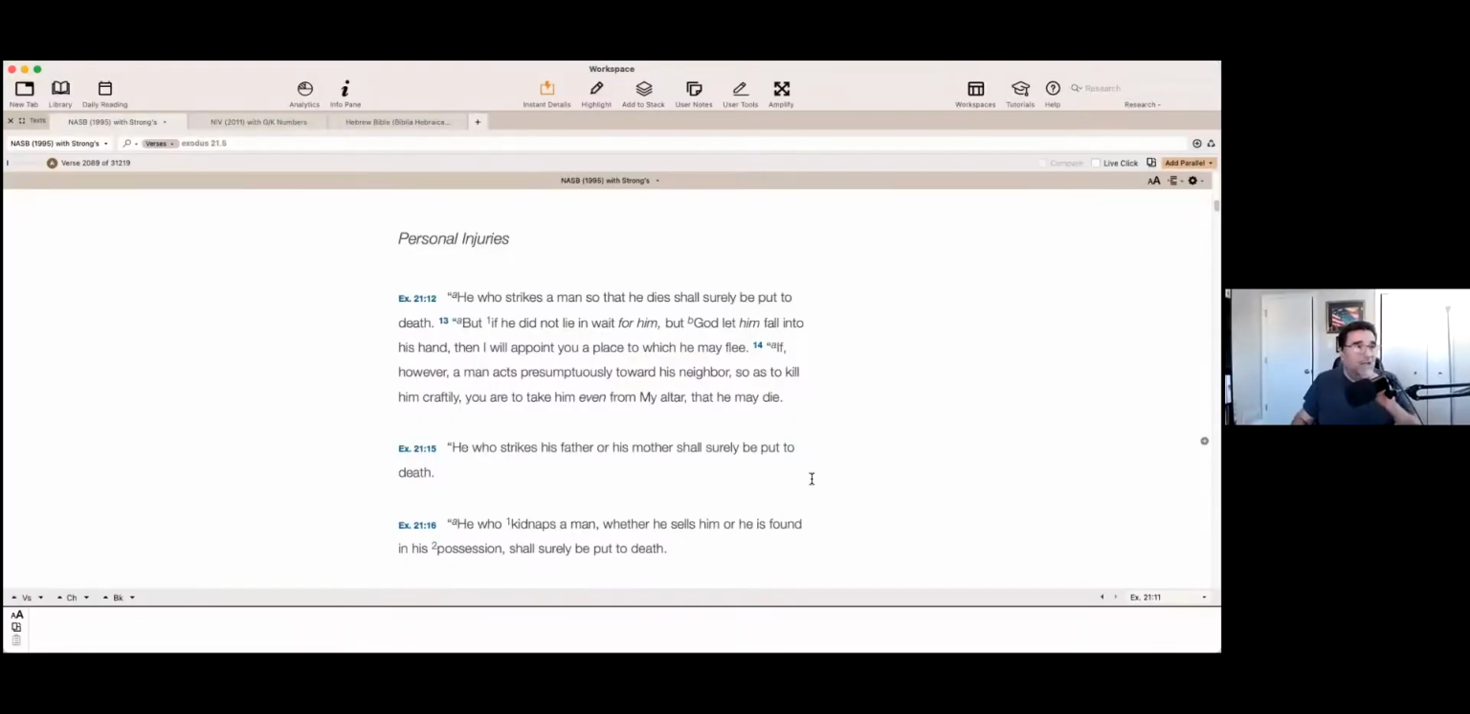Okay, so let me go back to the text here. If, however, a man acts presumptuously toward his neighbor so as to kill him craftily, you are to take him even from my altar that he may die. Wow, sorry about that.